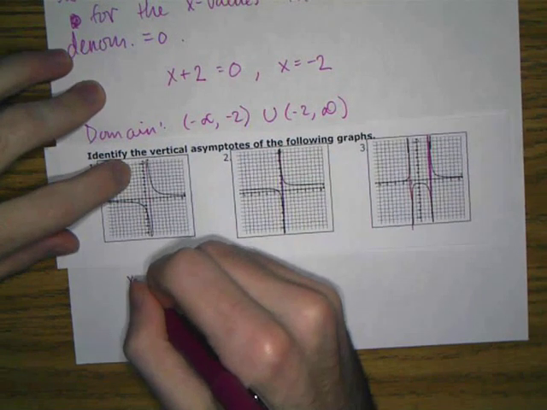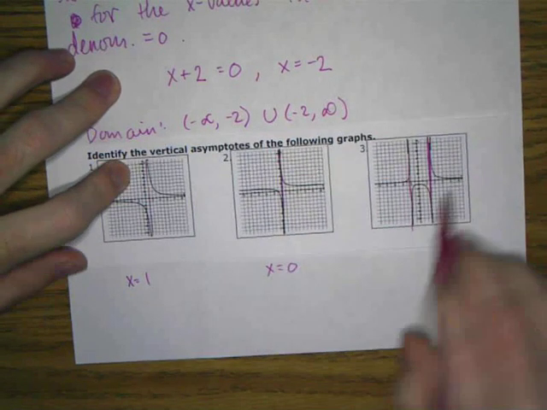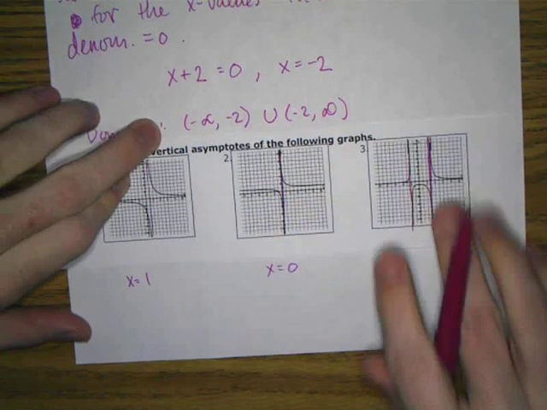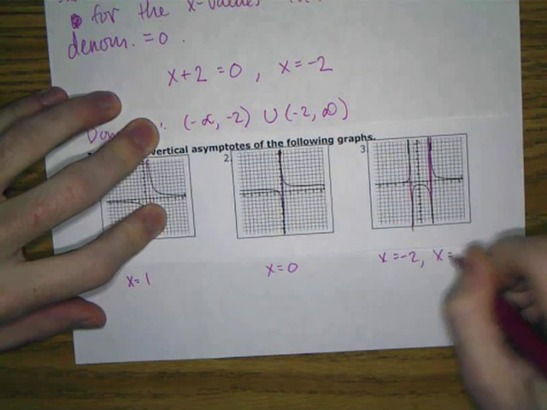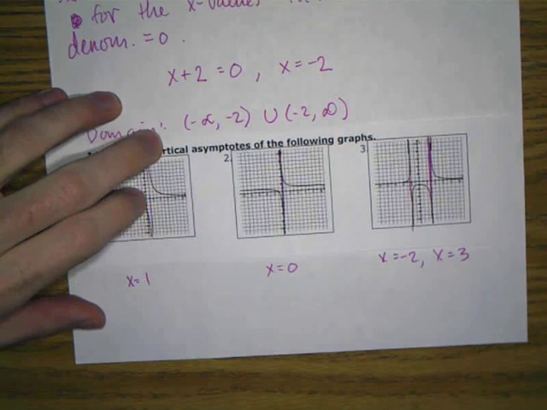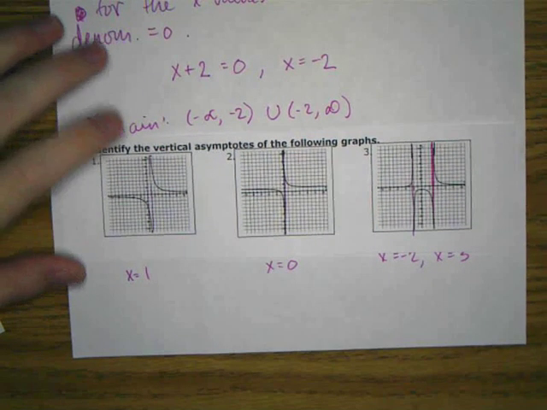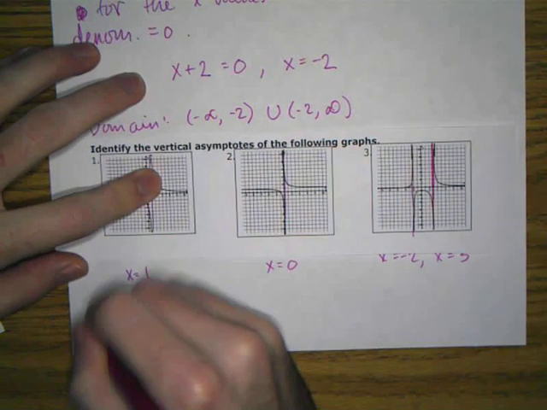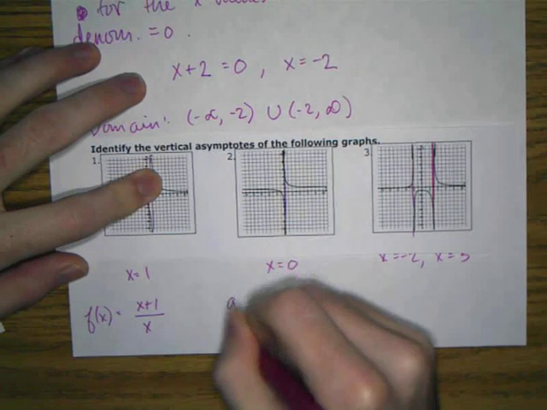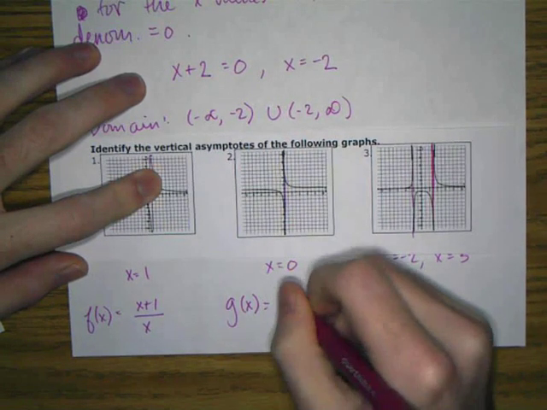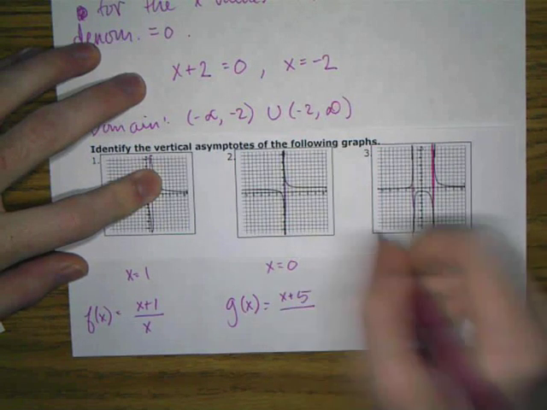Okay, I got x is equal to 1 for the first vertical asymptote, x is equal to 0, and then in this last one I actually have two asymptotes: x is equal to negative 2 and x is equal to 3. Okay? And we can see that just looking at the graphs. Now I'm going to give you a list of functions. Based off of what we just found, their asymptotes, I want you to match these functions with their graphs, these three graphs here.